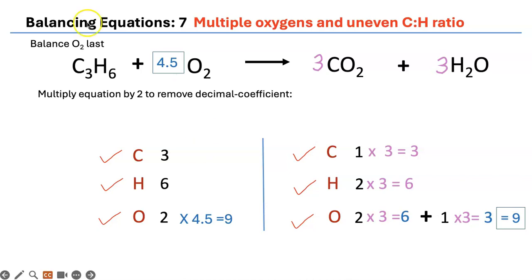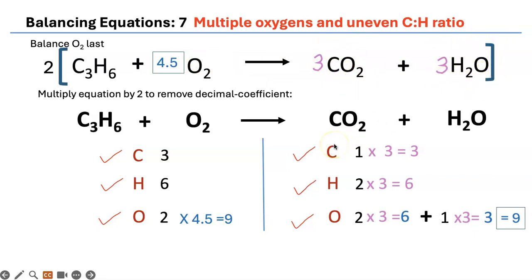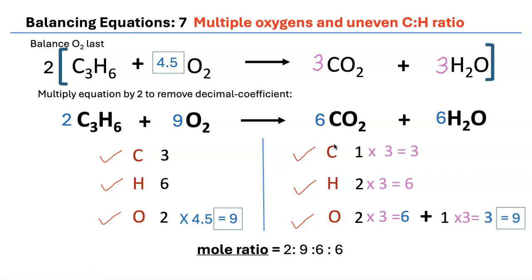You're going to multiply the whole reaction by 2, just like a math problem. So we are going to get 2 of this compound, and 9 of these, and 6 of these, and 6 of these. And here is your final answer. And now our mole ratio is 2:9:6:6. And you cannot divide this any further.